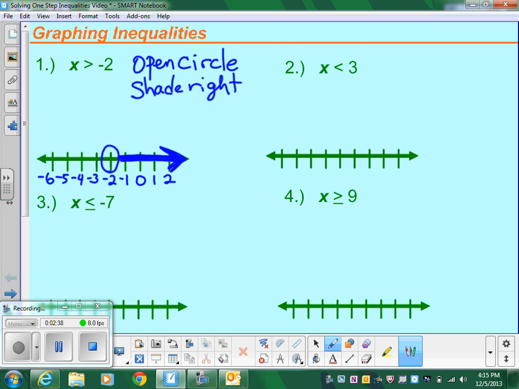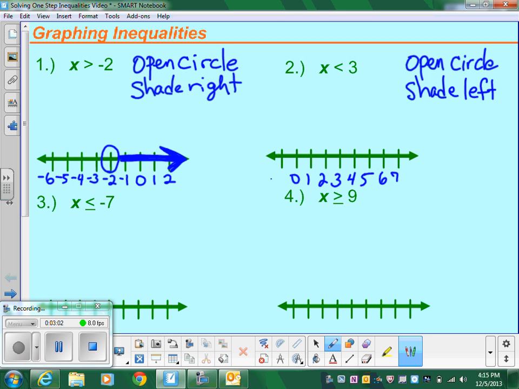Because x must be less than 3, we know we have an open circle again. We also know that on the number line, all of the values less than 3 will be on the left side of 3. So we are going to shade or color to the left. So open circle on 3 and color to the left. And that is our inequality. Let's move on to our third example.